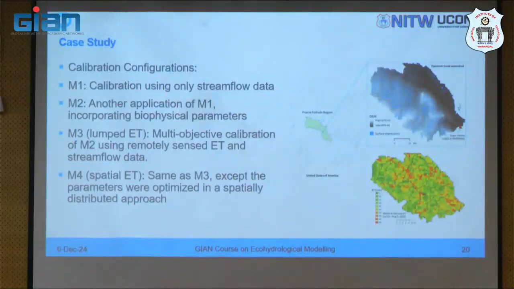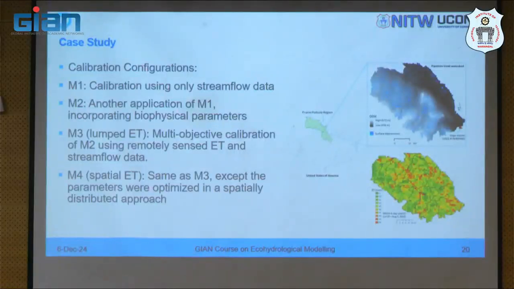So they used 4 calibration strategies. The first, M1, is the baseline calibration using streamflow data. M2 is where you use the calibration, but in addition to the streamflow parameters, you consider biophysical parameters as well. It is your crop growth parameters. Then the third one is M3, where you consider the streamflow and biophysical parameters. They used lumped ET, that is, they lumped the evapotranspiration using a weighted area average method in the calibration. And M4 is where they did the same as M3, but for individual subbasins separately. They did it with a spatially discretized approach for optimization.